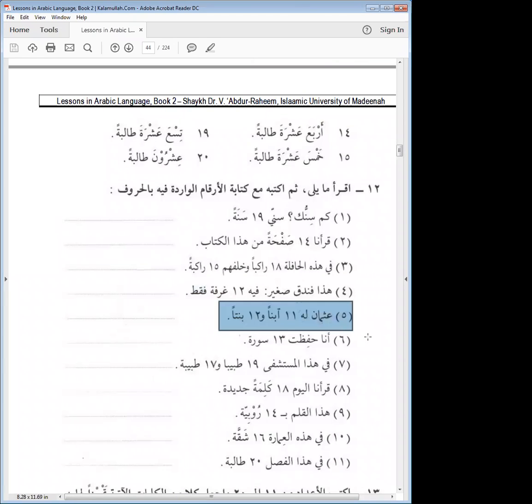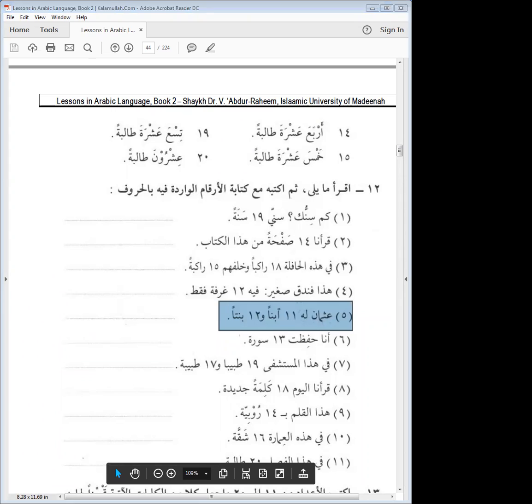عثمان له أحد عشر ابنا واثنتا عشرة بنتا. Alright, let me try this one. Okay, so the first part has to be masculine, second part feminine. Okay, you're okay with that? Now, next one. Who wants to try the next one?